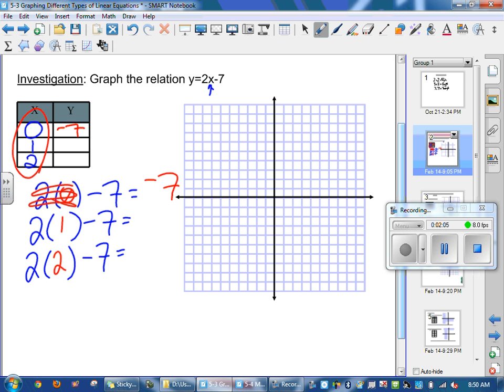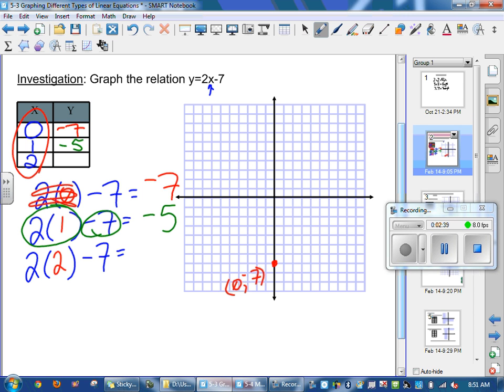Now we're going to find that point over here. Did x go left or right at all? No. What does the -7 tell me to do, though? Down 7. Perfect. So go down 7 and put your point. There's my -7. Okay, that's my 0, -7. Next point. I take my 2 times the 1. How much is 2 times 1? 2. Subtract 7. -5. Good. So that gives me a -5.